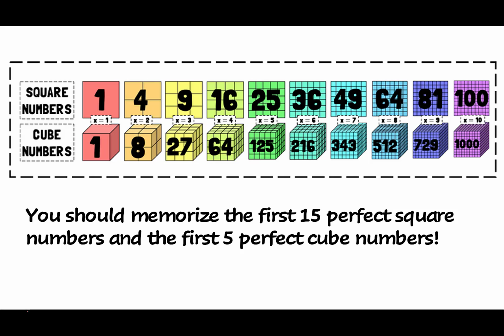A similar concept is true for perfect cube numbers, but instead of the flat area of a square, cubes are three-dimensional, and so we're talking about the volume of the cube. There's only certain numbers that can be a volume of a cube that has a whole number as the length of one edge. And those numbers are 1, 8, 27, 64, 125, and so on. It's really important that you memorize the first 15 perfect square numbers and the first 5 perfect cube numbers. It will be a lot easier if you have those memorized when you're working out problems throughout this section and the rest of the chapter.